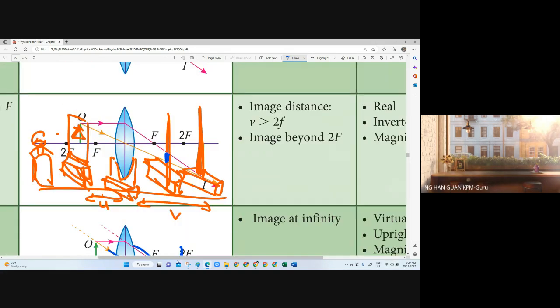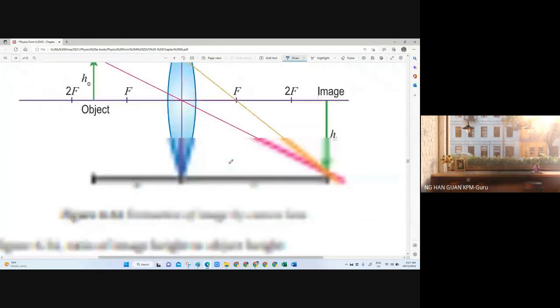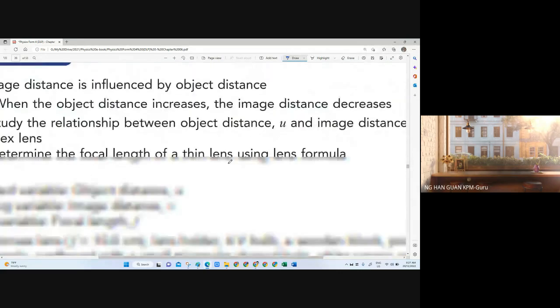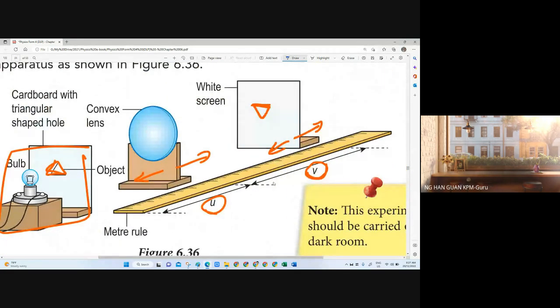That's why in this experiment we need to adjust the position of the screen until we can see the sharp image. Then after that we stop and measure the length. The length will show the image distance.